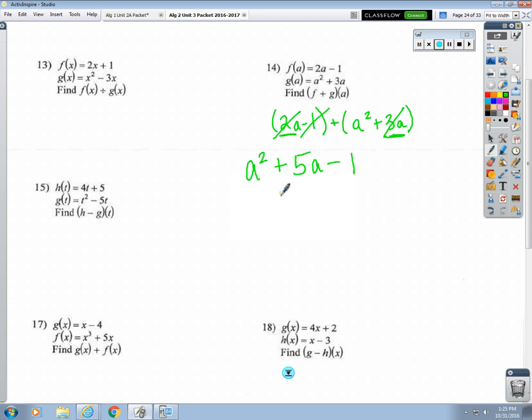Plus. Who can name this polynomial? It is a trinomial because it has 3 terms. Quadratic because its highest exponent is 2. So quadratic trinomial. Okay, I want you to take a second and try number 15.